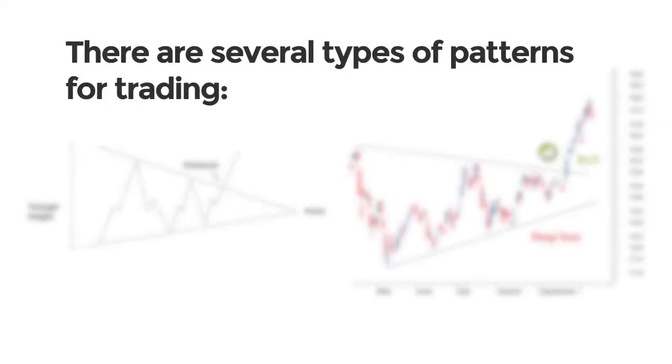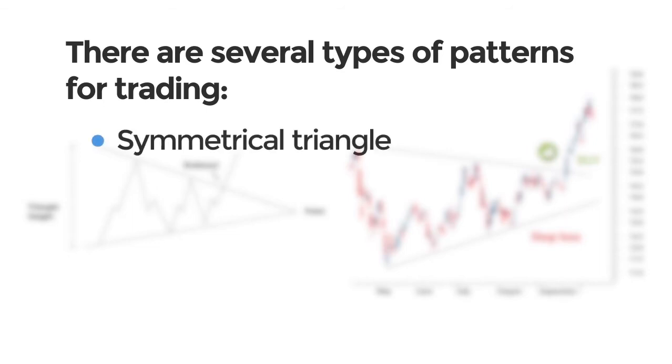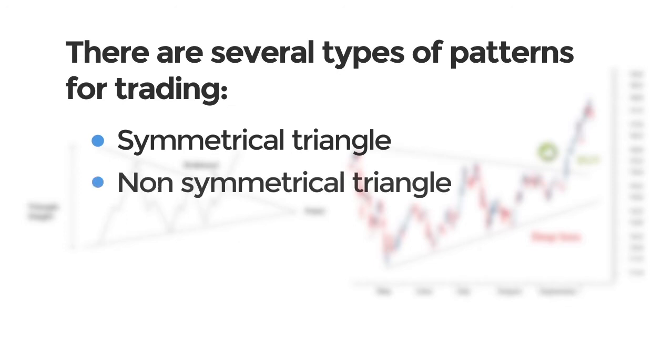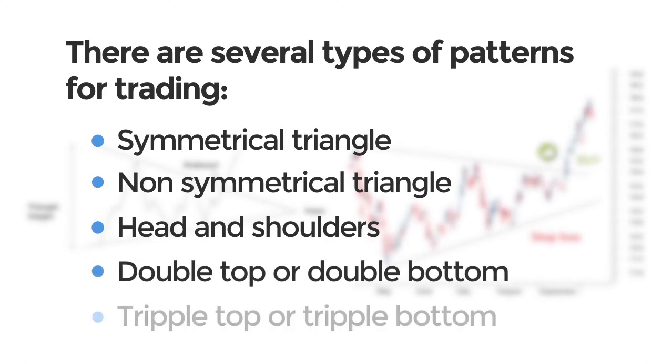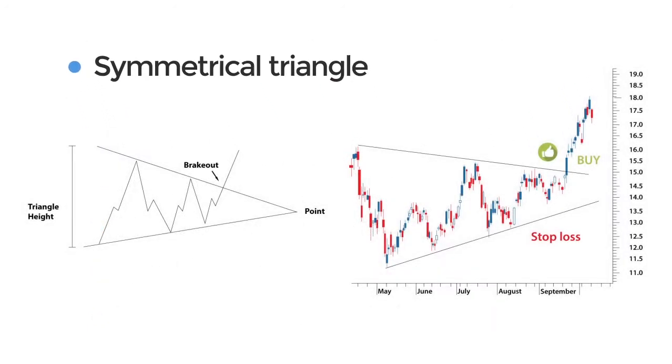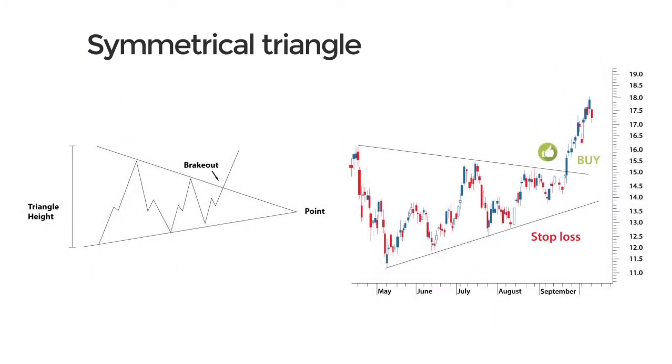There are several types of patterns for trading. The most frequently used ones are the following: symmetrical triangle, non-symmetrical triangle, head and shoulders, double top or double bottom, triple top or triple bottom. We will start with the symmetrical triangle pattern. This is the most commonly used trading pattern.